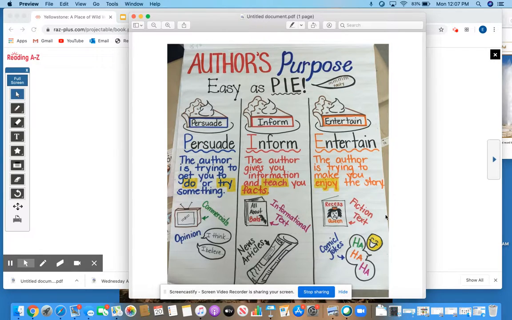As I'm reading our Yellowstone book today, I want you to think, why did this author write this story? Are they trying to convince us to go visit Yellowstone? Maybe are they persuading us to take better care of the earth? Are they just informing us? Or did they write it just to keep us entertained, to enjoy the story? All right.